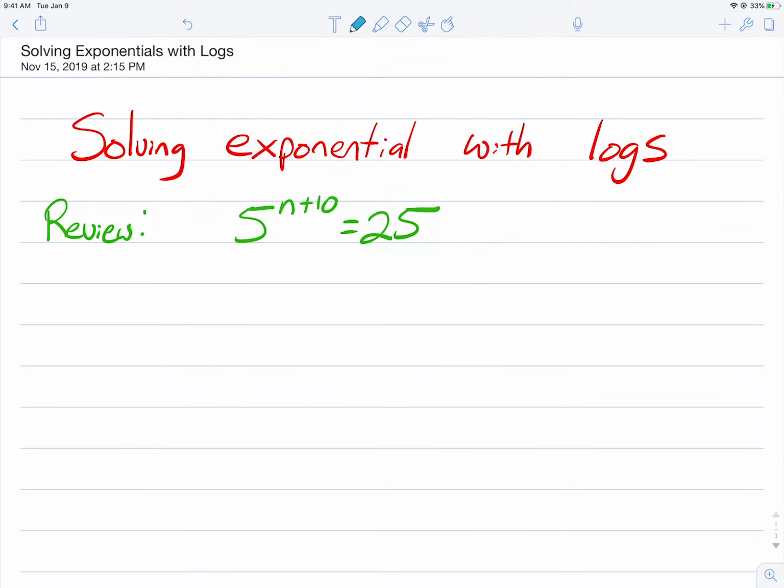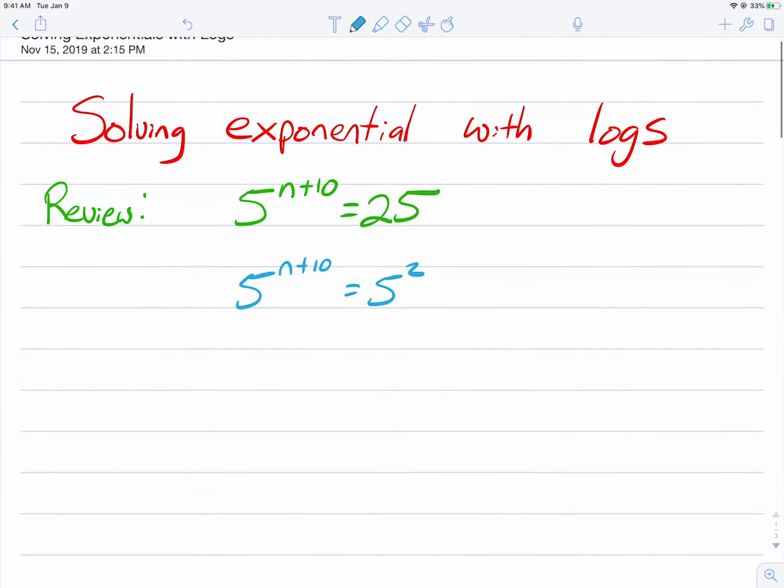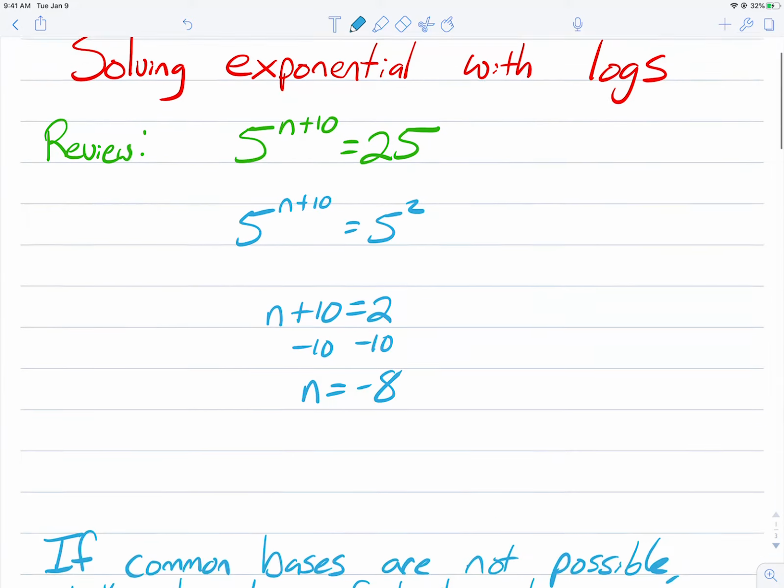If we have 5 to the n plus 10 equals 25, I need to find a common base. Well, I know that I can rewrite 25 as 5 squared. Now that my bases match, I know that my exponents have to match. Therefore, n plus 10 has to equal 2, which means that n equals -8. So that's the type where we can create a common base and we know the exponents match.